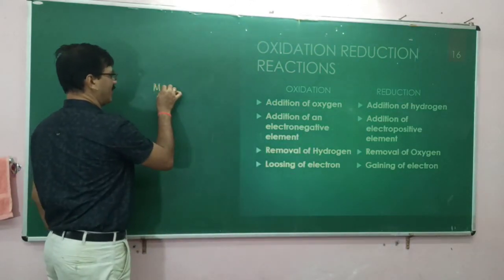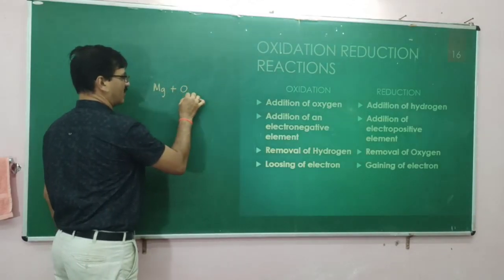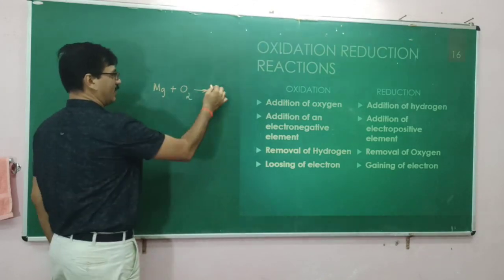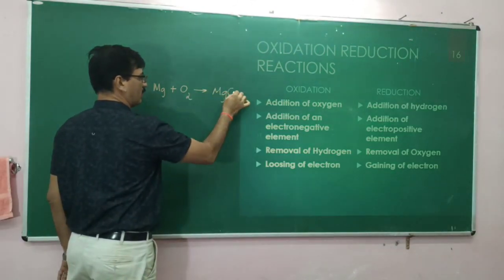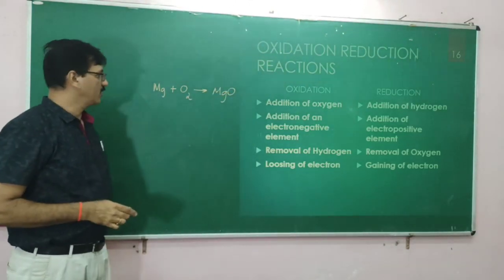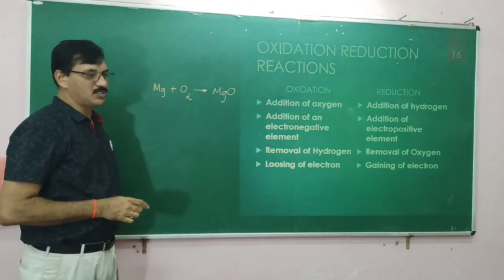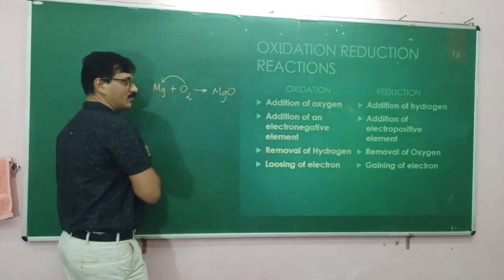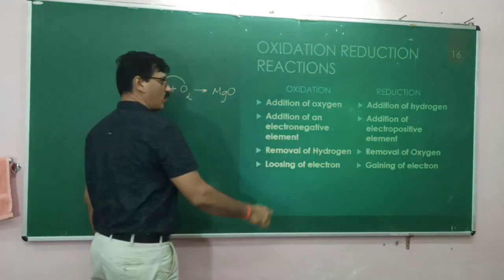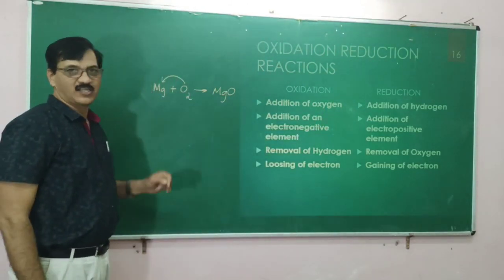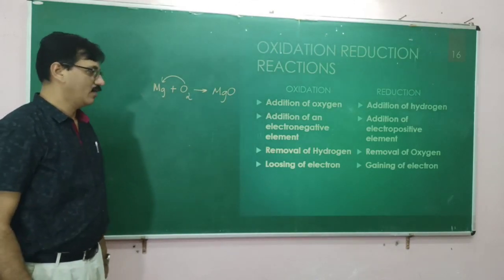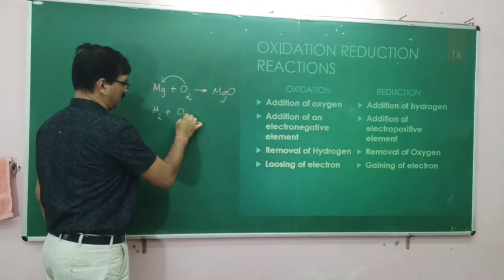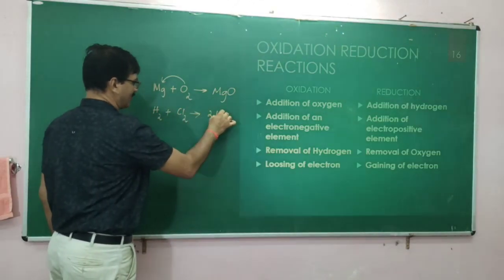Suppose there is a reaction like this, I am not writing the physical state of that, but this is the reaction: Mg plus O2 giving rise to MgO. Here oxygen is added. Therefore, it is an oxidation reaction. Oxidation reaction. Right?